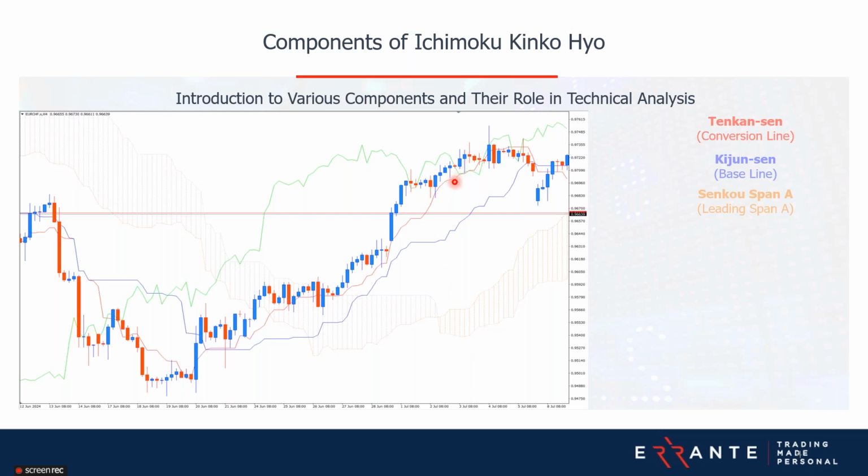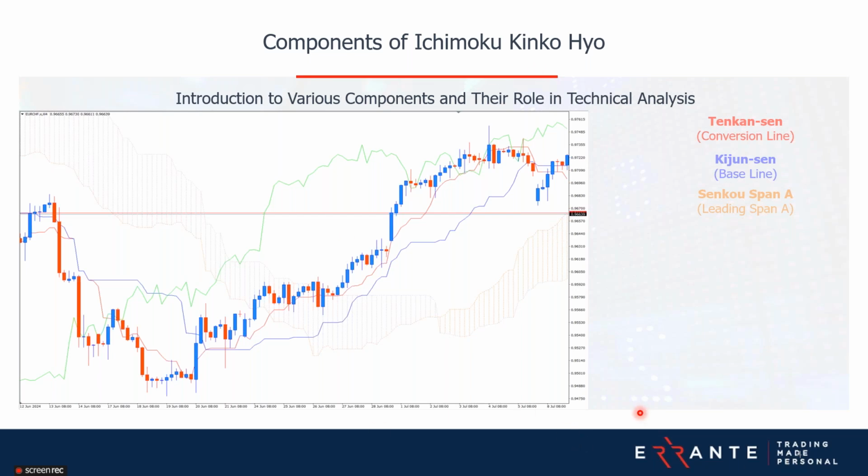So we have the Tenkan-sen here, we have the Kijun-sen here, and if we calculate the average of these two lines and project it 26 periods forward, we get the value of what we call Senkou Span or leading span A.